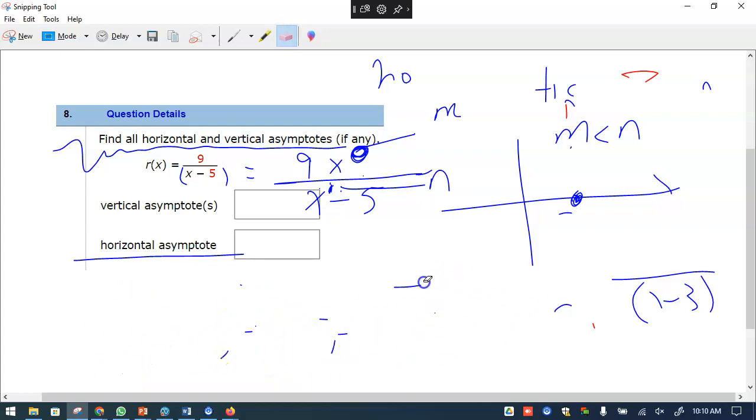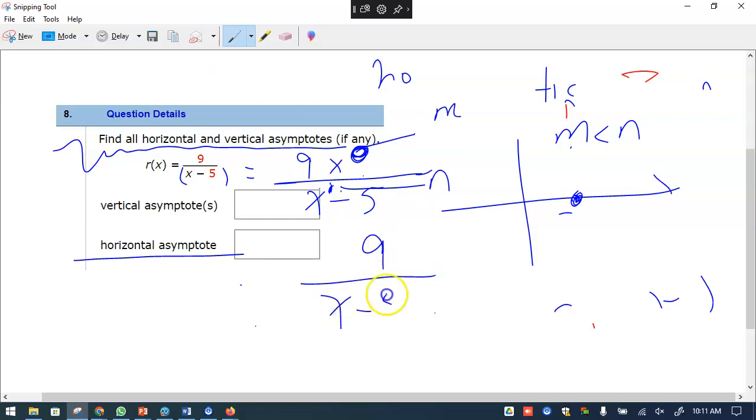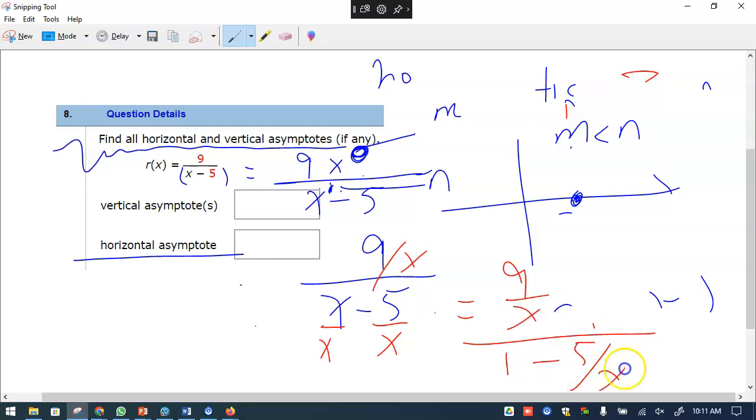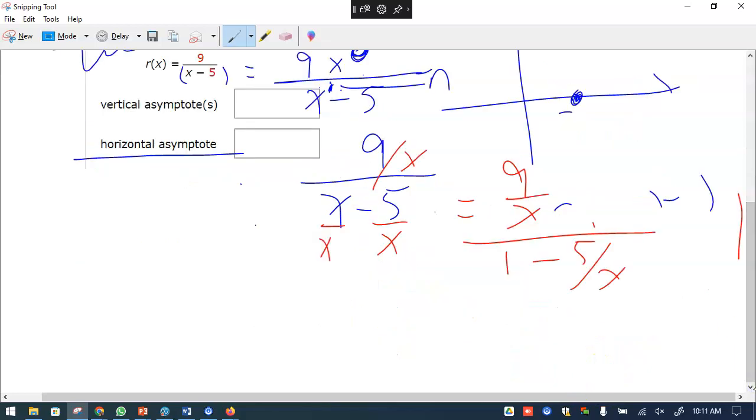So what I mean is, let me write this. Basically it is 9 over x minus 5. If you want to really understand the concept, there's an x, so you divide by x in all these places, and you get 9 over x divided by 1 minus 5 over x. See? As you make x a very large positive number, look at this denominator. If I have something like 1 over 10, that's 0.1.